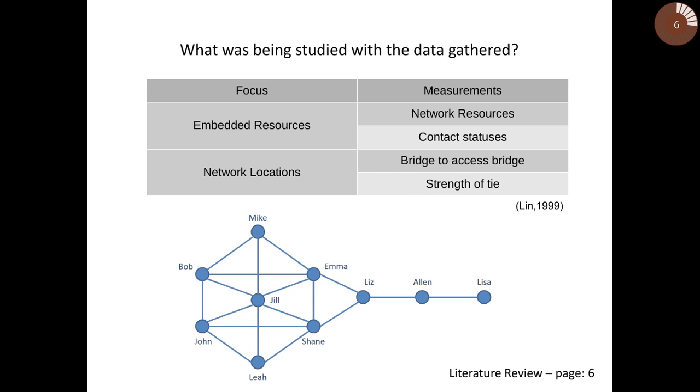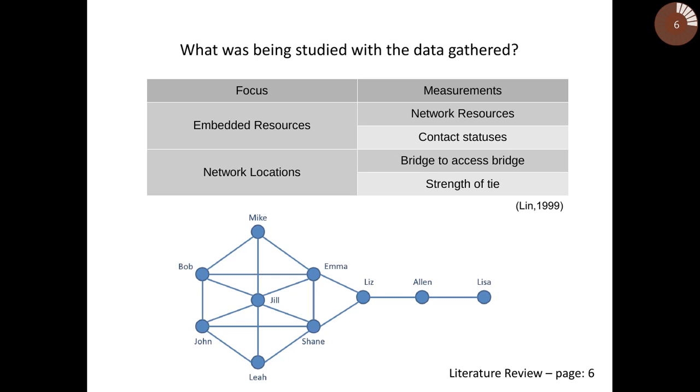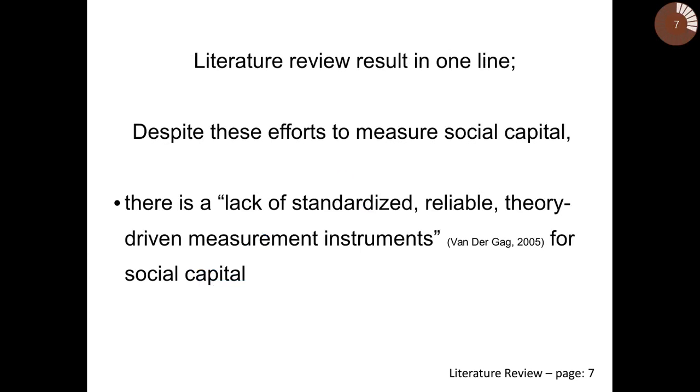Mainly based on Lin's review, they focus on embedded resources. They look at who in a particular network has some resource and provides it to other people, or they focus on the network location of people, being a bridge or being isolated, and different aspects of that. Then they measure network resources, contact resources, and other things. But in 1999, Nan Lin said that we can combine these two aspects by seeing network resources and also network locations. Based on the review of the literature, and I'm quoting from Van der Gaag, despite these efforts, there is a lack of standardized, reliable, theory-driven measurement instruments for social capital.